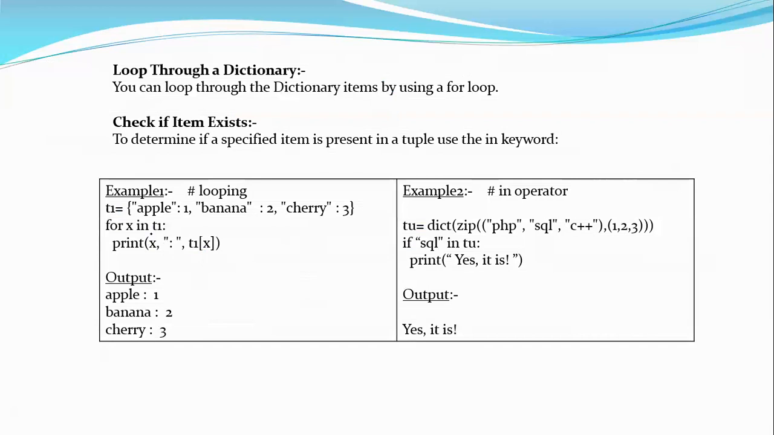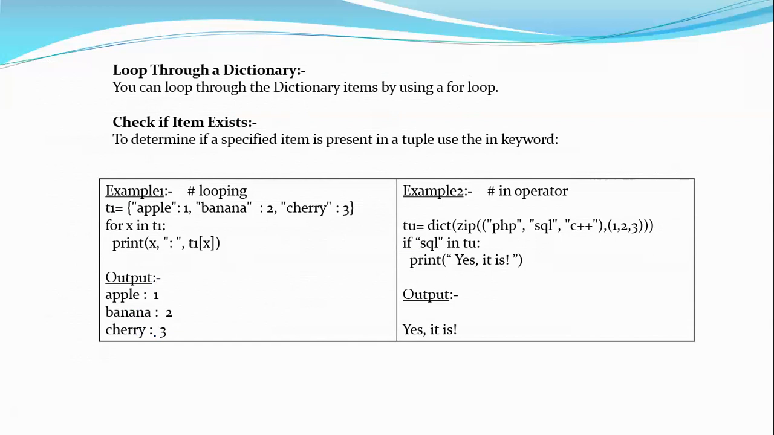So it is printing apple colon T1 of x. What is x? Apple. T1 of apple is 1. Next banana. T1 of banana is 2. Next cherry. T1 of cherry is 3. So it will be printed like apple colon 1. This colon is inside double quotes, so it will appear the same. Apple colon 1, banana colon 2, and cherry colon 3. So this is how you loop inside a particular dictionary.